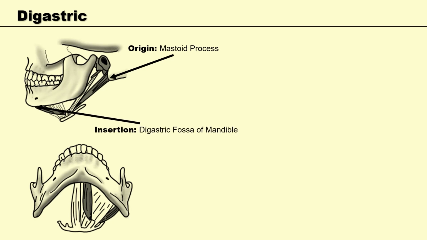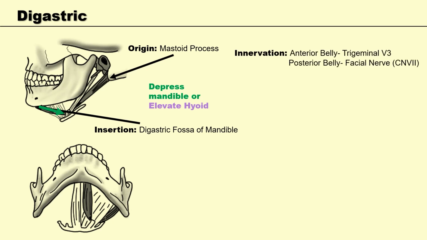Because the hyoid is also a movable bone, the digastric muscle can either elevate the hyoid or depress the mandible depending on what the rest of the muscles are doing. If the rest of the muscles are fixing the hyoid in place, the mandible will be depressed, which is why we consider the digastric an accessory muscle of mastication. Because it is in two parts that act independently, it has two innervations. The anterior belly is innervated by the mandibular division of the trigeminal nerve, whilst the posterior belly is innervated by the facial nerve.